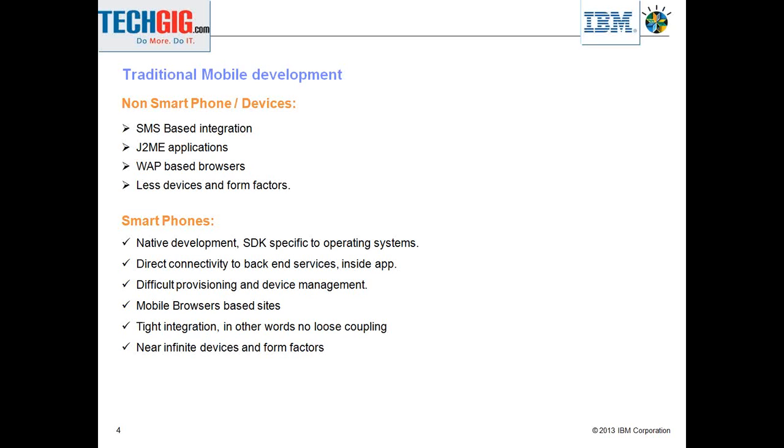Similarly, the second point is direct connectivity to backend services inside the app. One drawback in traditional mobile applications is that they always assumed services would be exposed in my enterprise and I would consume them directly in my mobile applications. That is one of the challenges, as different sets of protocols are used, and how we consume them is another area. The third point is difficult provisioning and device management. Provisioning, device management, the new set of policies and security were all challenges for enterprises to handle.